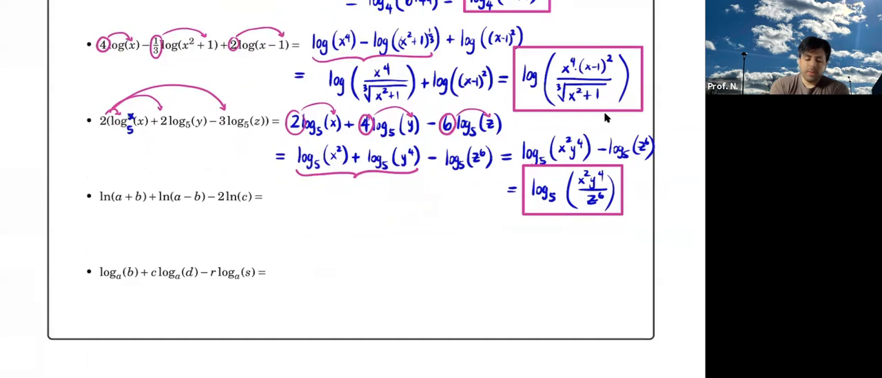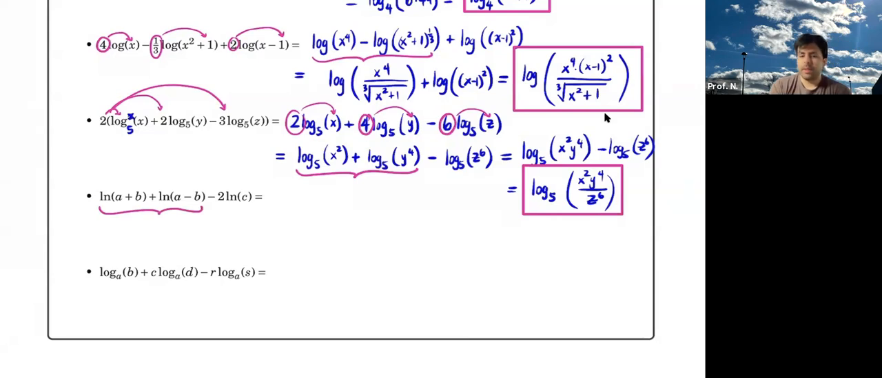All right. So now we're going to be dealing with a lot more letters, as you can see. And again, it's really about the rule itself rather than just the numbers. So again, this also applies to natural log. The laws of logarithms apply to a log of any base. So natural log also applies. So here, what do we have?